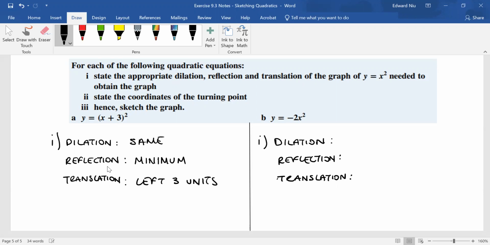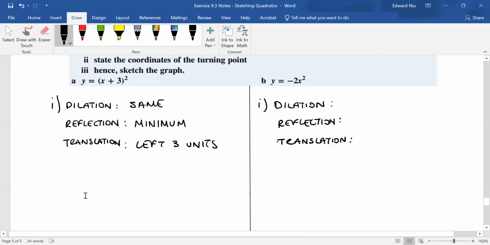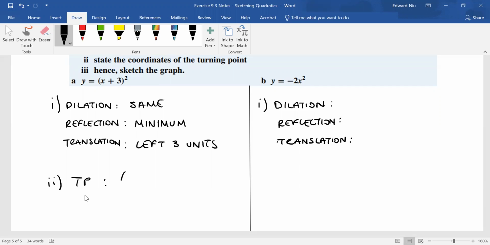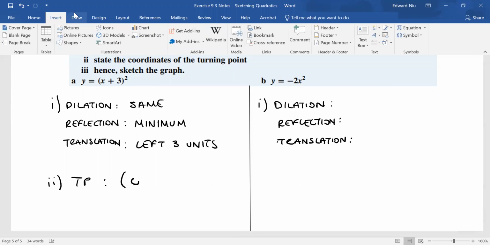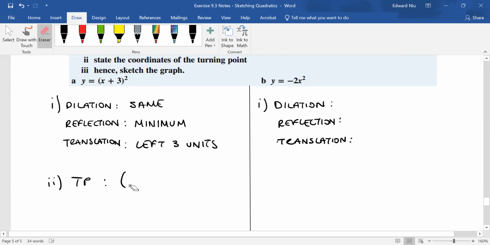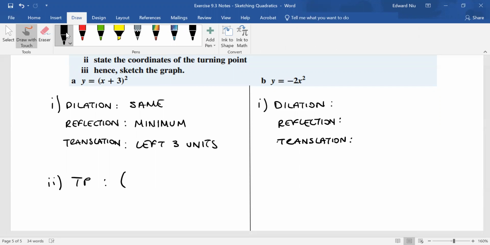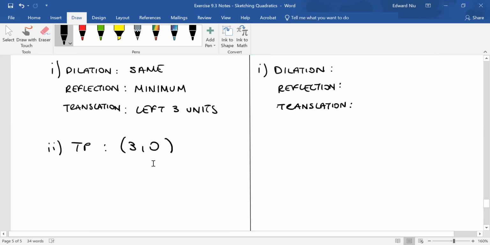Okay. State the coordinates of the turning point. Because of all this information that we've collected, all it's doing is shifting left 3 units. So our turning point should be negative 3, 0, not what I was about to write. Negative 3, 0, and then hence sketch the graph.